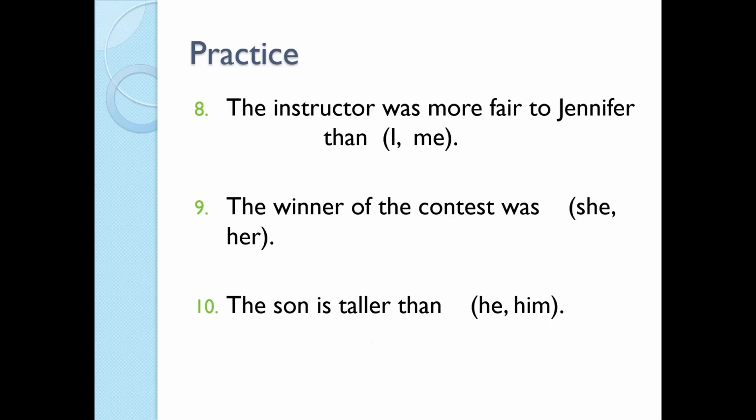The instructor was more fair to Jennifer than me. What am I going to do? Than is one of those words that you have to mentally add. So I would mentally add, the instructor was more fair to Jennifer than he was to me. The winner of the contest was she. She is a be verb. Nominative case follows the be verb. The son is taller than he is. I'm mentally adding he is, okay?